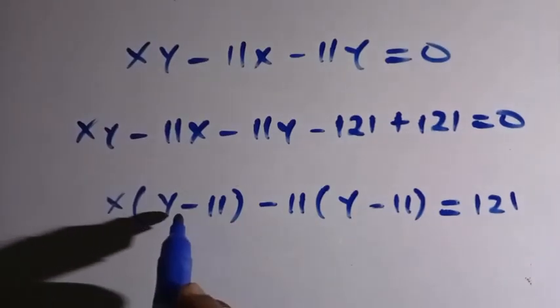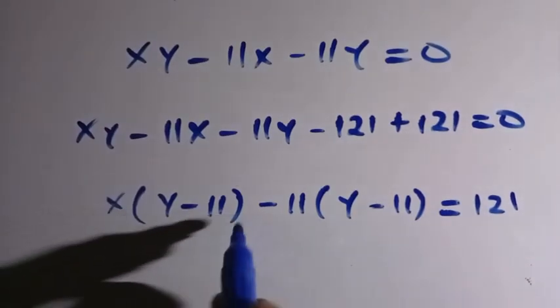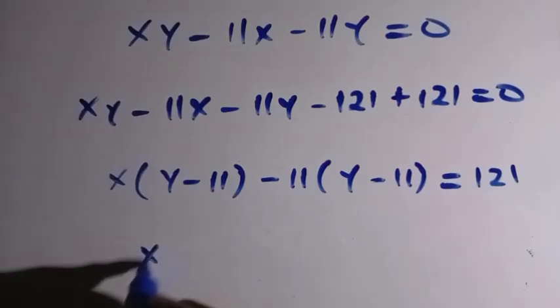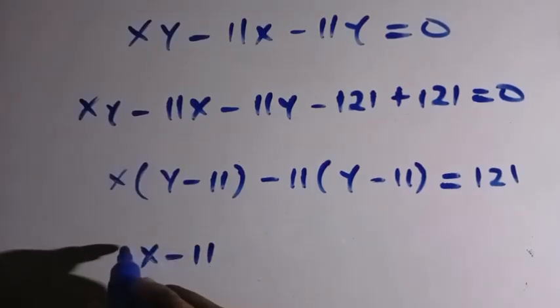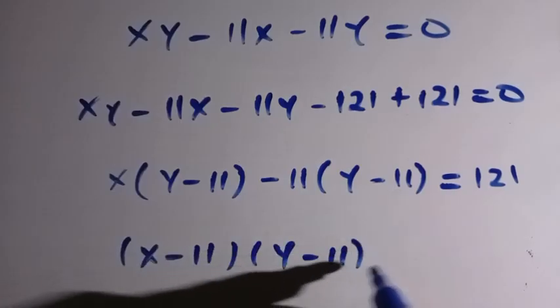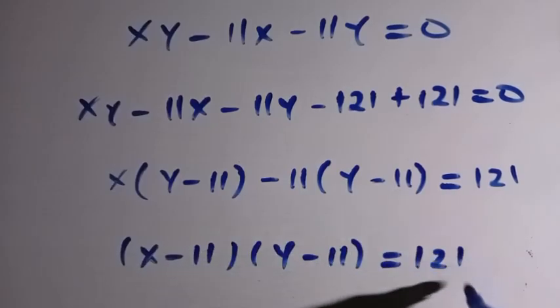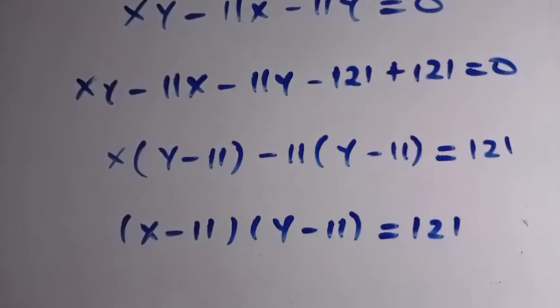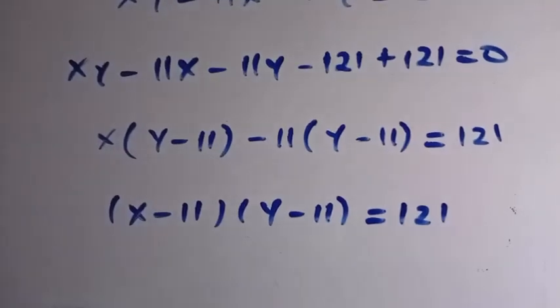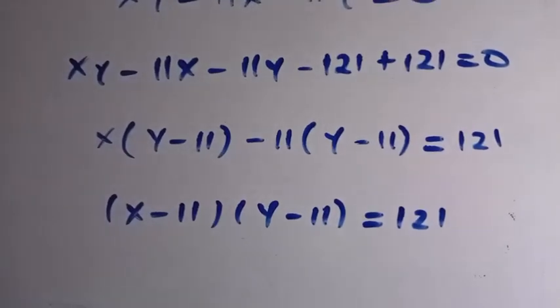So since we have y minus 11 in the bracket, we can combine x and minus 11 together. Then we have x minus 11 times y minus 11 equals 121. So we now have an equation that makes sense. Then let's look for the value of x and y here.